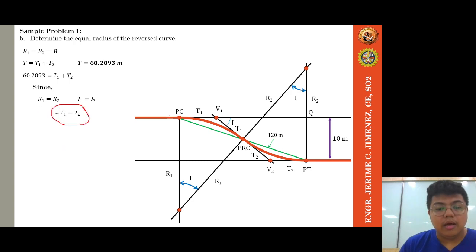As you can see, the position of PRC is located at the midpoint of V sub 1 and V sub 2. Say for example, ang common tangent natin has a length of 120. PRC is located at the midpoint. So it will divide the common tangent into two segments, having an equal measurement of 60 meters. Okay? So yun po yung dahilan kung bakit T sub 1 is equal to T sub 2. Okay?